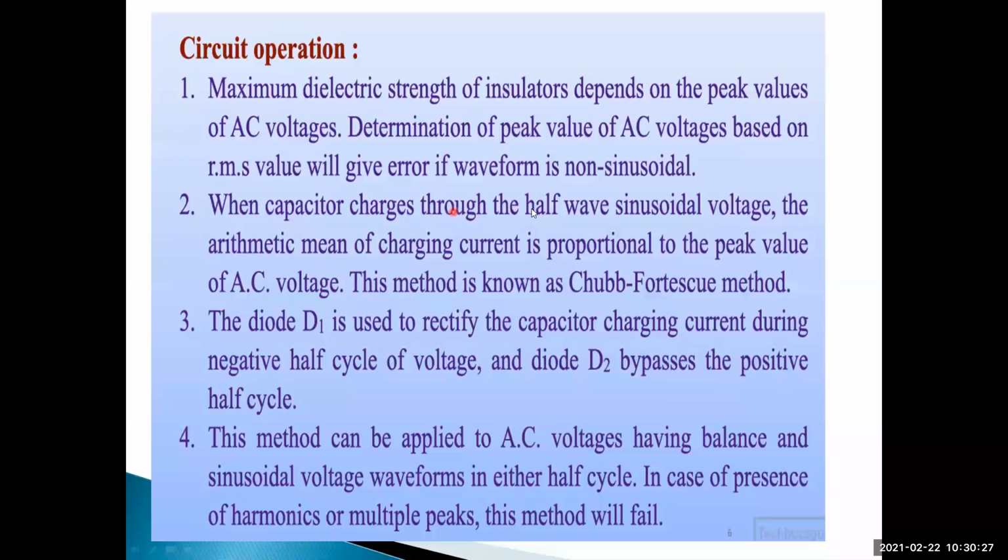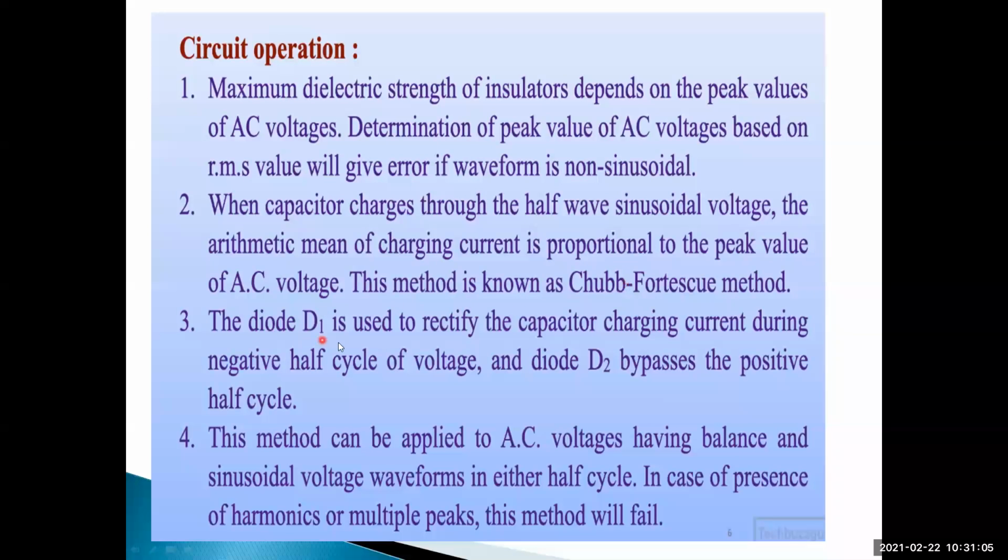When a capacitor charges through a half wave sinusoidal voltage, the arithmetic mean of the charging current is proportional to the peak value of AC voltage. I already explained: the capacitor charges through a half wave sinusoidal voltage by using diodes D1 and D2, so you will get half wave sinusoidal voltages. That's why this method is known as the Chubb-Fortescue method. These two scientists, Chubb and Fortescue, invented this method.